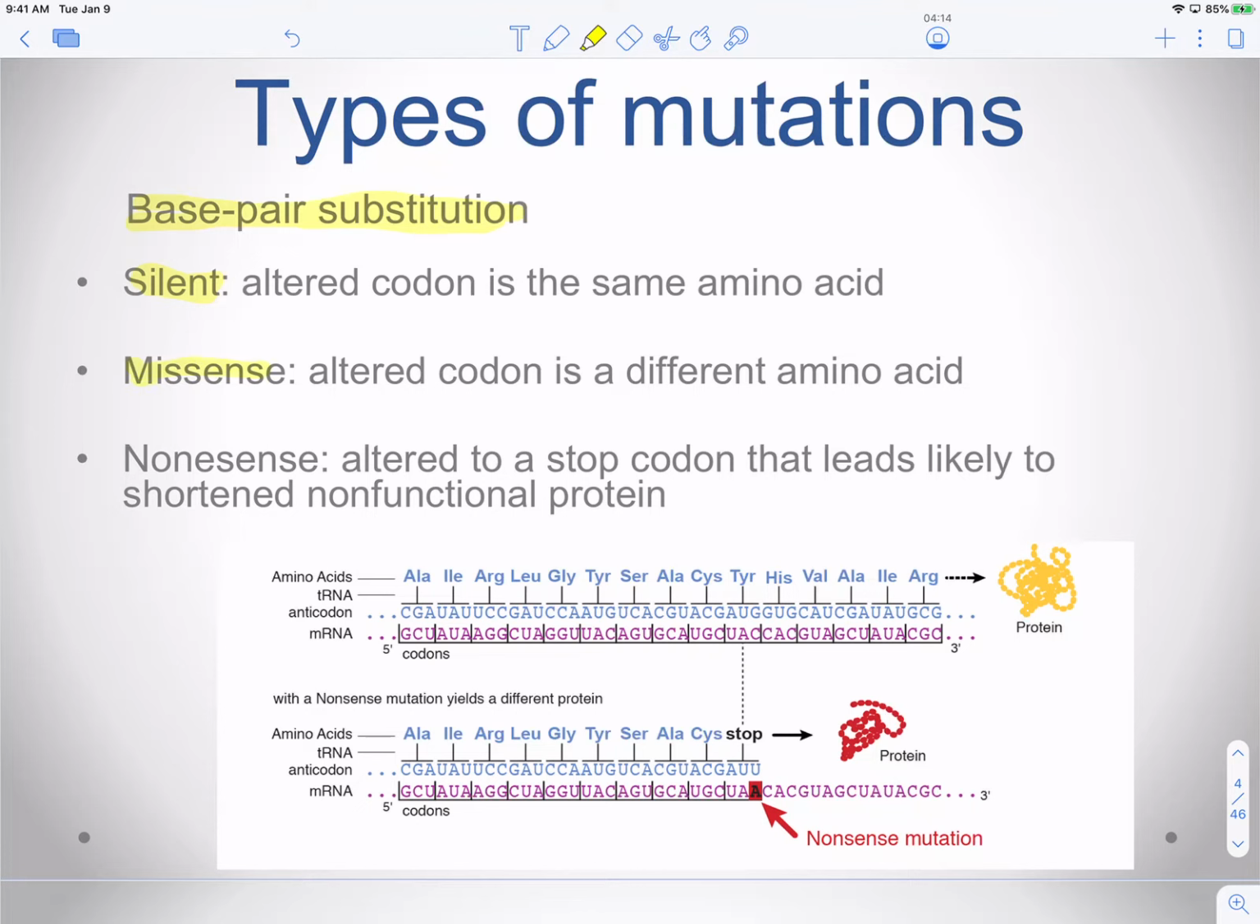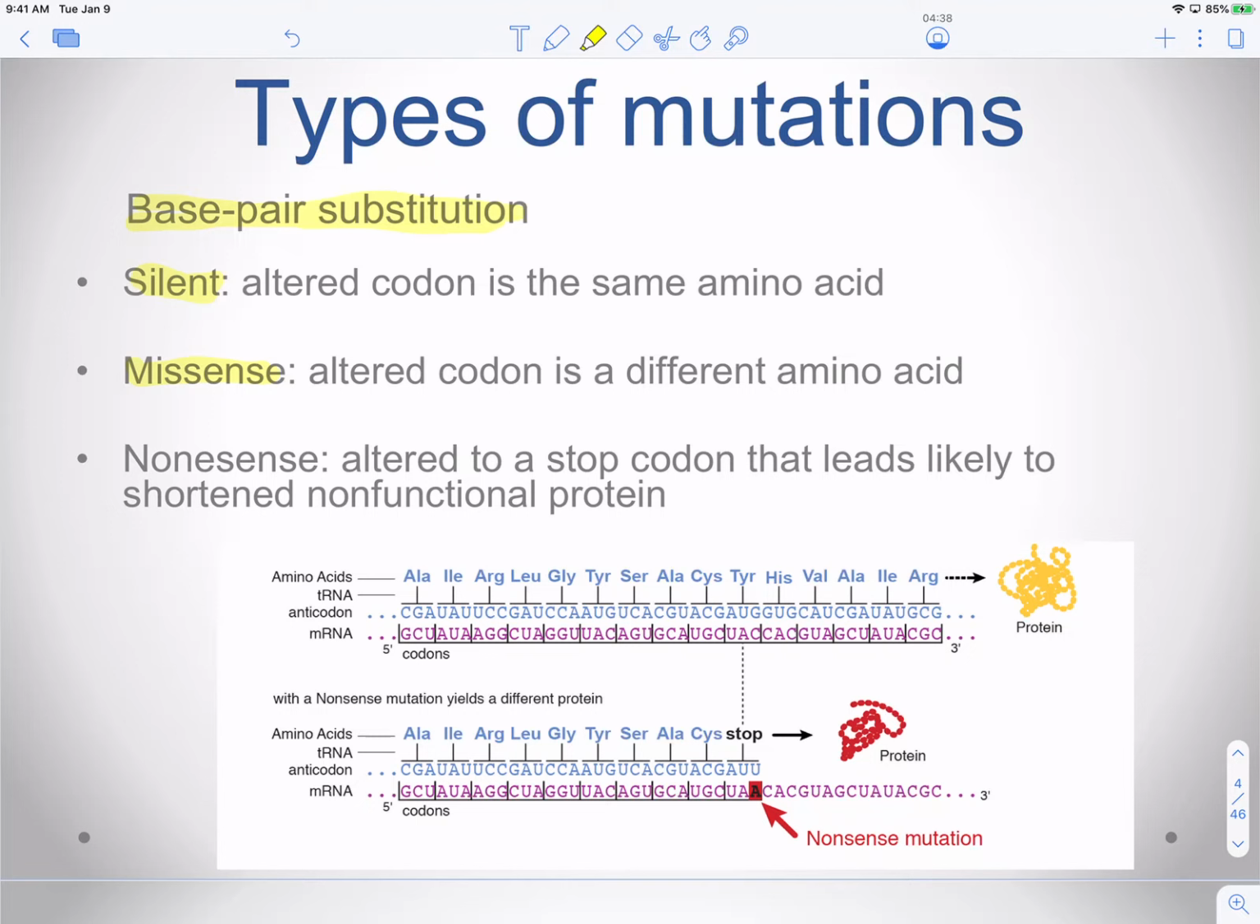A missense is what we saw with sickle cell anemia, in which you have an altered codon with a different amino acid. However, the codons are still going to be grouped together with amino acids that have similar properties. So oftentimes a missense mutation will lead to an amino acid with a similar property, a negative charge for a negative charge, positive for positive, etc.